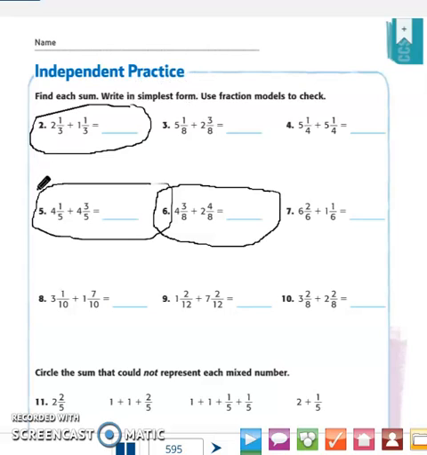And the reason these are circled is because these are the ones that, when you find the sum, will already be in simplest form. So if you choose to do that extension activity and challenge yourself to find the simplest form, you won't have to do that for these 3 because they're already in simplest form. The rest of them can be reduced down to simplest form once you've found the sum.